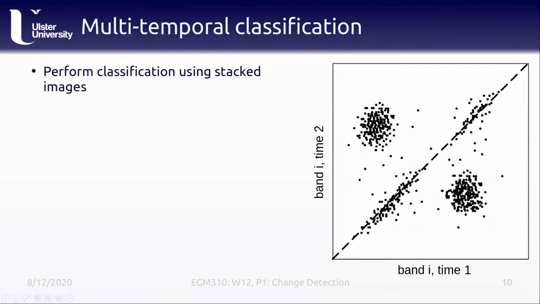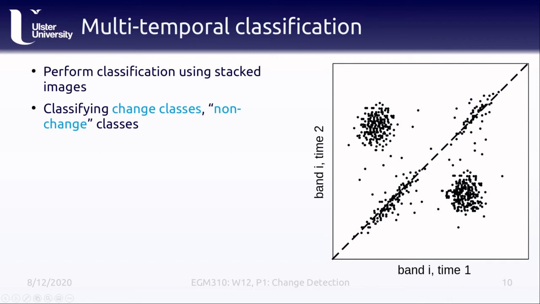For a multitemporal classification, we perform the classification using stacked images. All of the bands from time 1 and all of the bands from time 2 are combined in a single image. Unlike with single image classification, the goal with multi-temporal classification is to classify change classes and non-change classes. We can illustrate this with a relatively simple example.